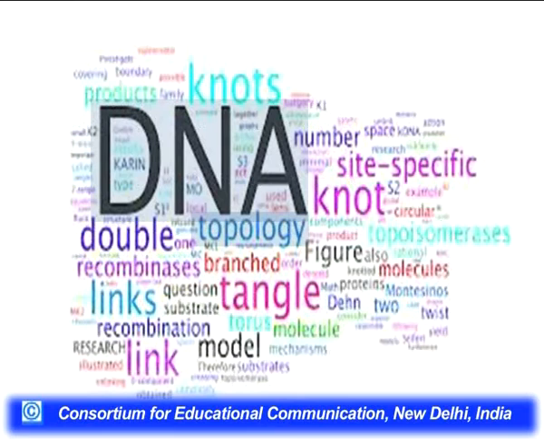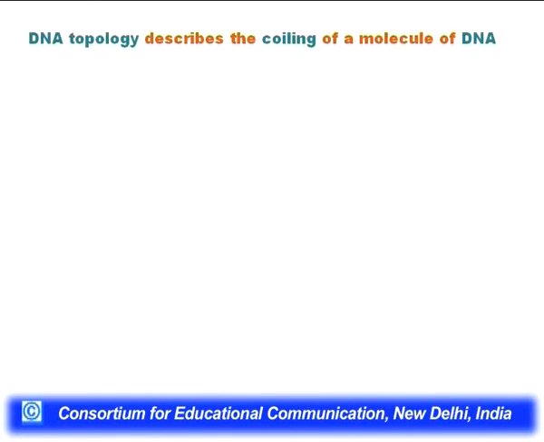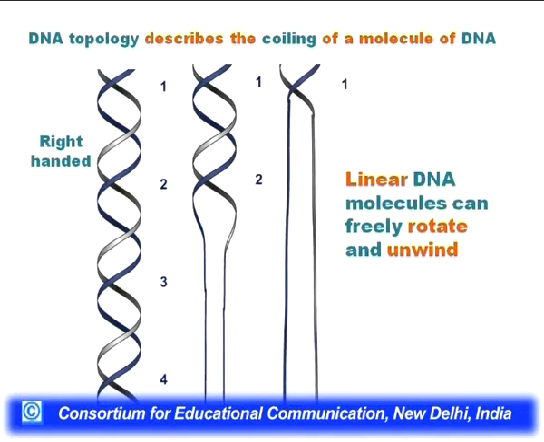So we will start with DNA topology. DNA topology is described as the coiling of the molecule of DNA. So how is this DNA molecule coiled inside the cell? Now, most of the eukaryotic chromosomes are linear, and these linear double helical structures are freely able to rotate and unwind so that the number of coils of the two strands with each other can be changed. Because the two ends of a linear DNA molecule are free, the two strands can rotate and unwind in a manner that changes the number of coils existing between them.